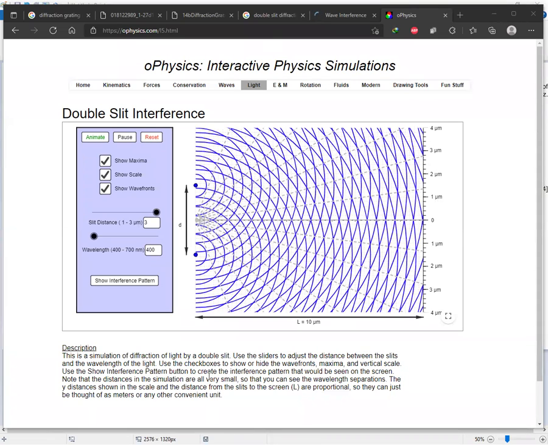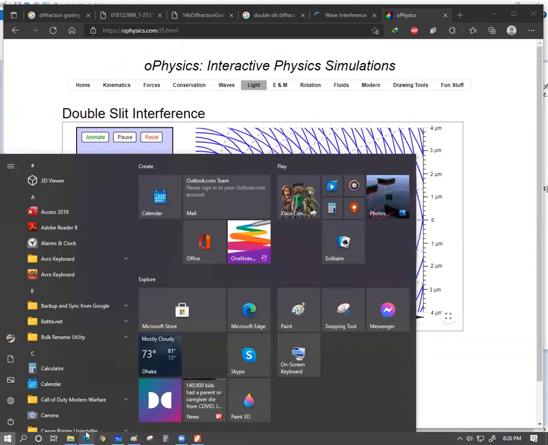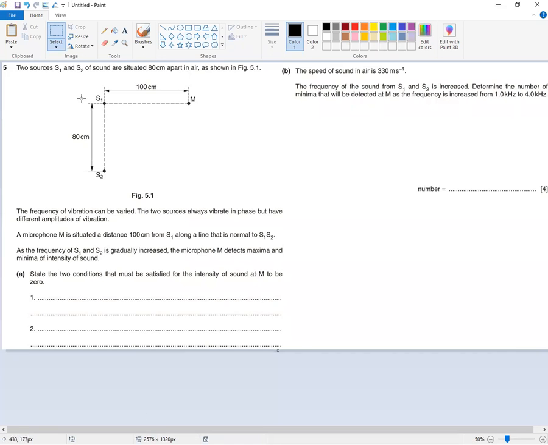The question, have a look at the question. It says two sources S1 and S2 of sound are situated 80 centimeter apart in air as shown in figure 5.1. So these are the two sources of sound. The frequency of vibration can be varied. The two sources always vibrate in phase but have different amplitudes of vibration. So they have different amplitudes, but they are coherent sources, which means we have zero phase difference, so they are coherent.